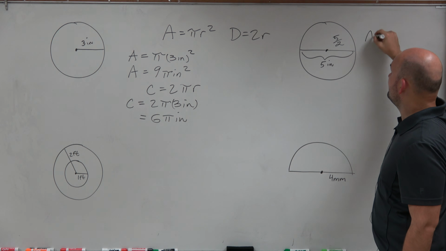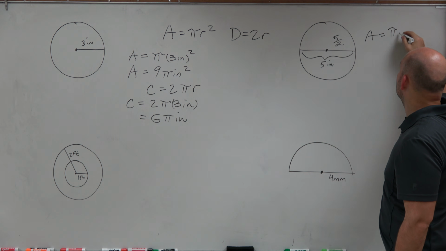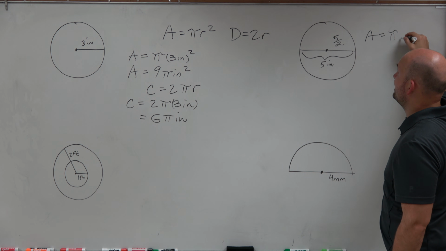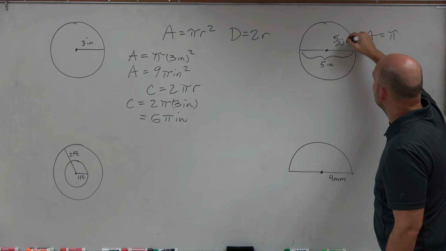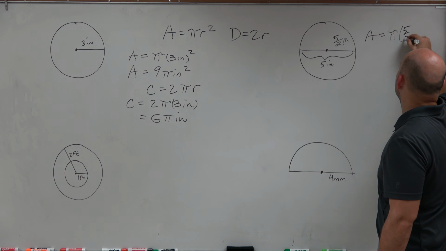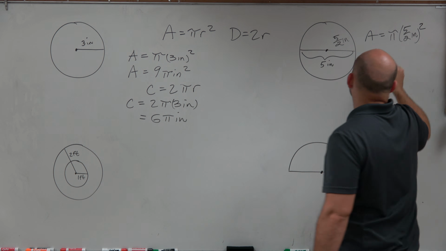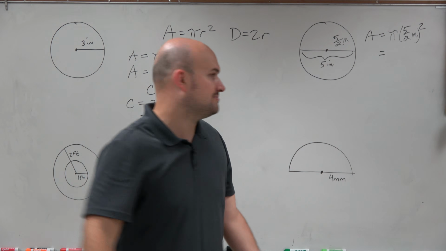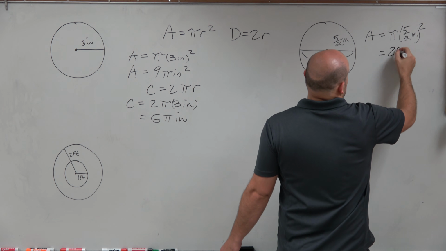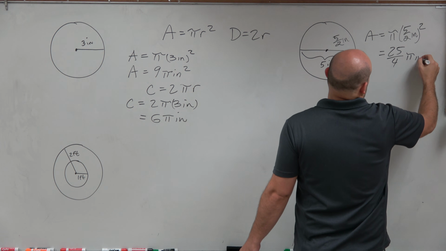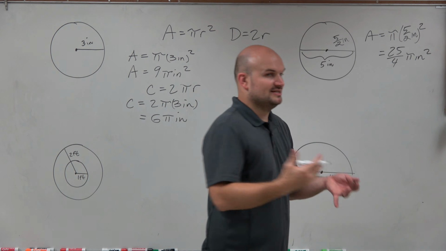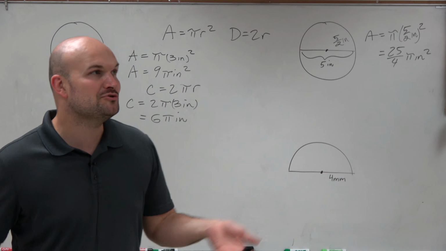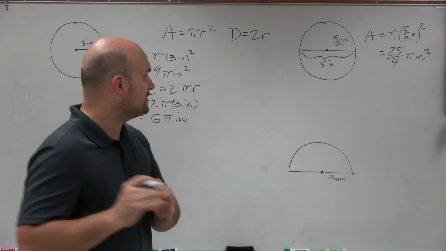To go ahead and find the area, all I'm simply going to do is pi times my radius squared, which is 5/2 inches squared. Well, again, if you're squaring a fraction, you're just squaring the numerator and squaring the denominator. So therefore, all I'm getting is 25 over 4 pi inches squared. Okay? All I did was square the numerator and denominator. I didn't have to go crazy. I didn't have to get my calculator and do what's 2.5 times 2.5. 25 over 4, perfectly fine.